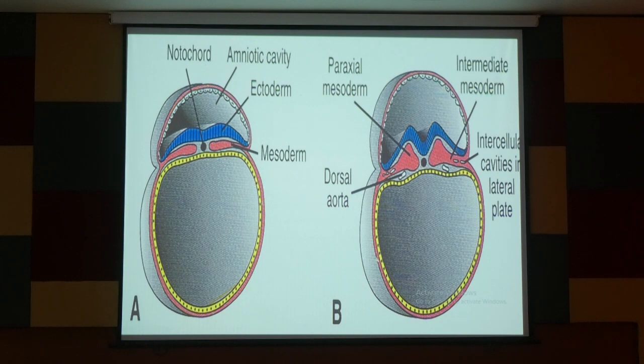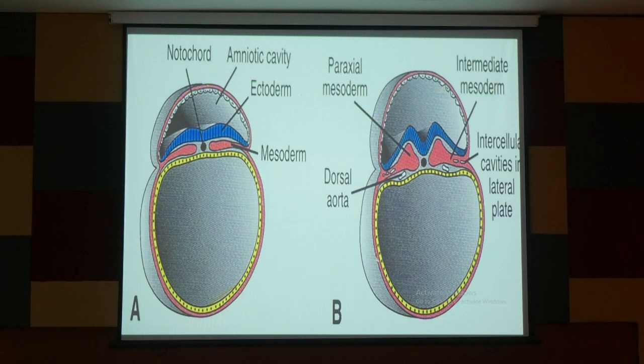Now you see this mesodermal tissue at around 3 weeks, compared to this one, which is 4 weeks, in picture B. You see the mesodermal tissue in the central part has thickened, compared to the lateral side, which has thinned out. You see that on the lateral side some holes are appearing in it, right? Small, minute holes.